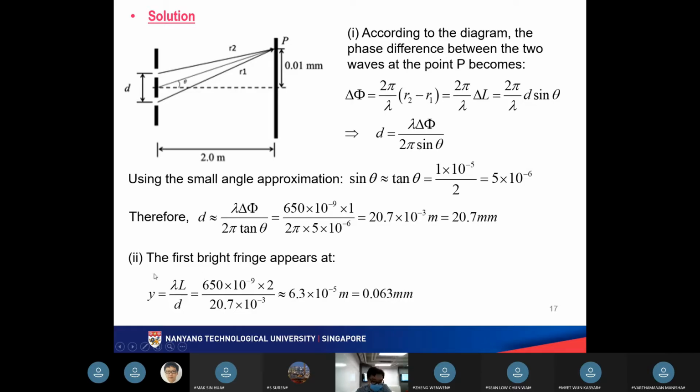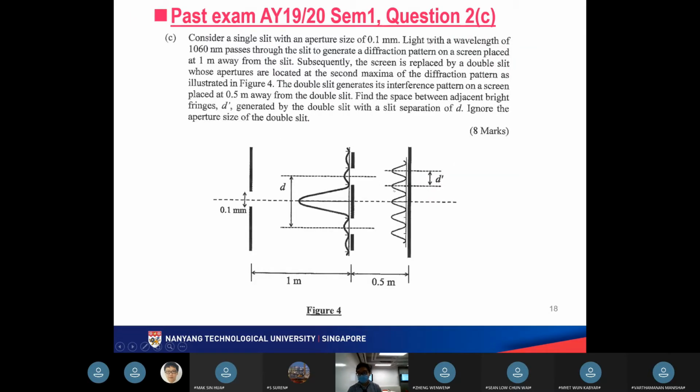Lambda L divided by D. Okay, again, delta L is just lambda L divided by D. Try to remember. What we have to determine is actually this D. If this D is known, lambda times this L, the distance between the two siblings, divided by this D will give us D prime. So this just asks us to find out what is D.